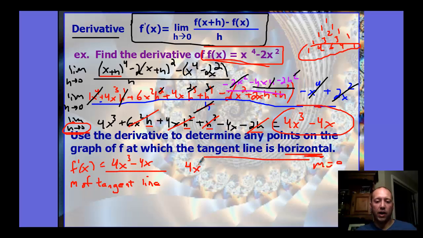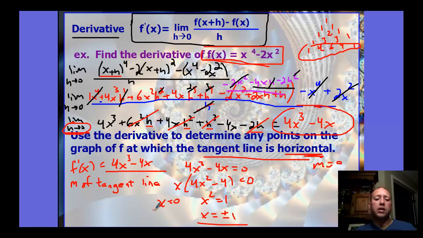So I can say 4x cubed minus 4x and set it equal to 0 and solve. To do that, I can factor out 4x. I'm left with x squared minus 1 equals 0. Set each factor equal to 0, so we have x equals 0. And for this one here, I set it equal to 0, so I get x squared, add 1, so it equals 1. So x equals plus or minus 1. So we have 3 different spots for this quartic function where the graph has a tangent line that's horizontal.